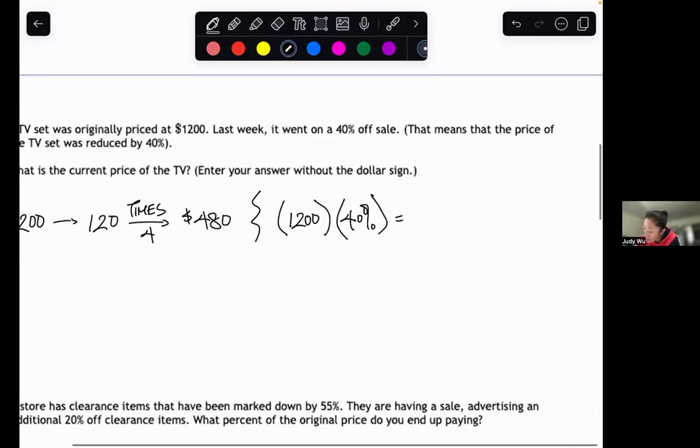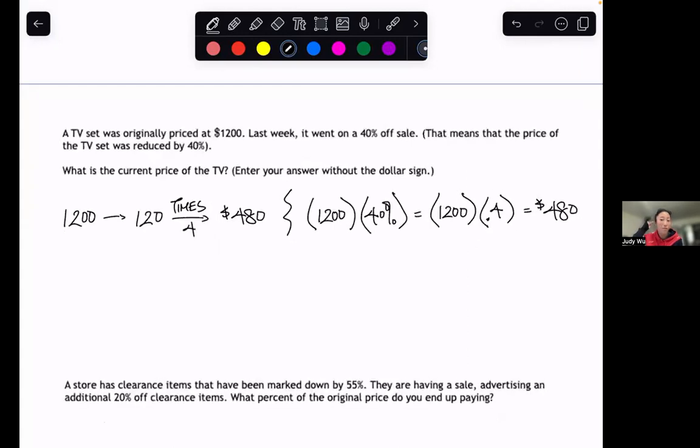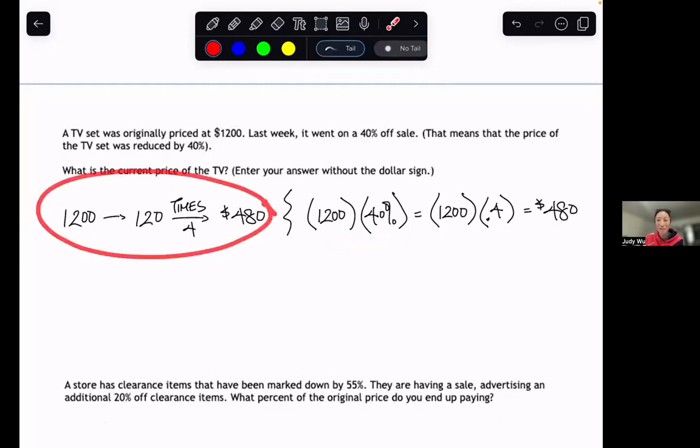And if we do that, we're going to end up with 1,200 times 0.4. And when we put that into our calculator, lo and behold, we're going to get $480. Okay. So you can always just multiply by the decimal, totally fine. But if you want to start to think about ways to do it without your calculator, that's just another way.